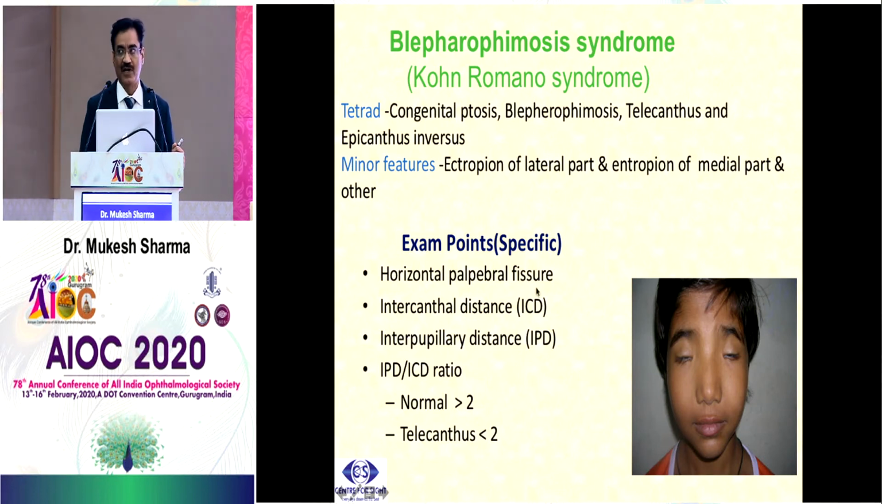In examination, there are certain points other than the routine ptosis examination which we had discussed. In blepharophimosis syndrome, additionally, you have to measure the horizontal palpebral fissure because there is phimosis. Also, you have to check the intercanthal distance, ICD, the distance between the two canthi, and also IPD, the distance between the two pupils. Normal IPD to ICD ratio is more than 2. If a patient has 55 millimeter of interpupillary distance, then the intercanthal distance would be less than 27 millimeter. It will be either 25 or 22 or whatever it is. So this ratio should be more than 2.